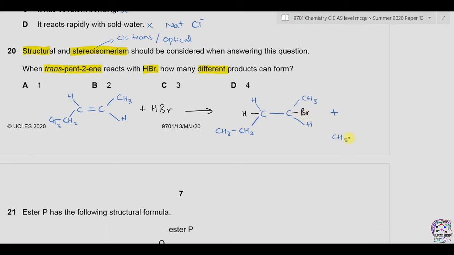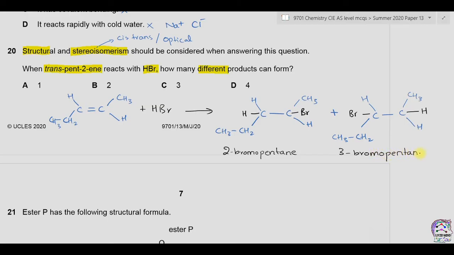Now the second product could be like this. Again we have carbon and hydrogen, CH3 and hydrogen. Now in this product, the bromine atom is attached to this carbon atom while the hydrogen atom is attached to this one. Let's find the names of both of these compounds. The first one is 1, 2, 3, 4, 5. We have bromine on the second carbon, so it will be 2-bromopentane. In the second compound we can see 1, 2, 3. The bromine atom is attached to the third carbon atom, so it should be 3-bromopentane.